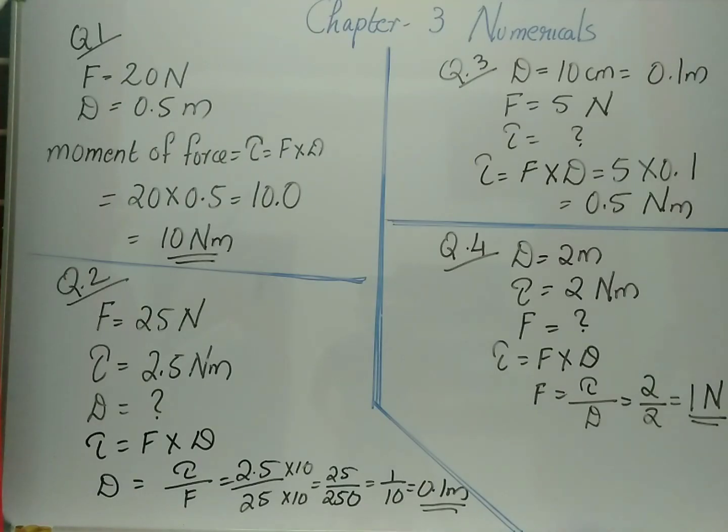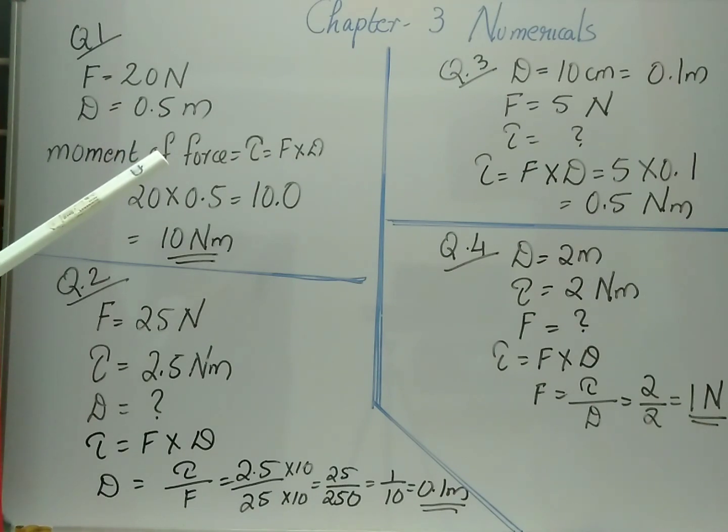Hi everyone, today we are going to start the numericals of chapter 3, force and pressure. First question: find the moment of force of 20 Newton about an axis of rotation at a distance 0.5 meter from the force. So here we are asked to calculate the moment of force.